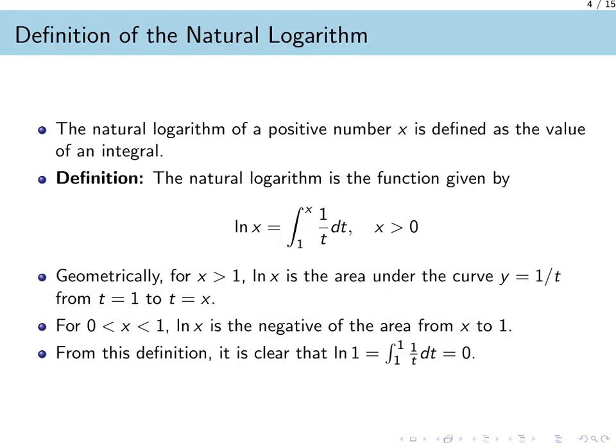This definition immediately shows us that the natural log of 1 must be 0, because the integral's starting and ending points are identical. We use the variable t inside the integral simply to avoid confusing it with the upper limit, x. The essential idea is that this familiar function is fundamentally the accumulated area under a simple curve.